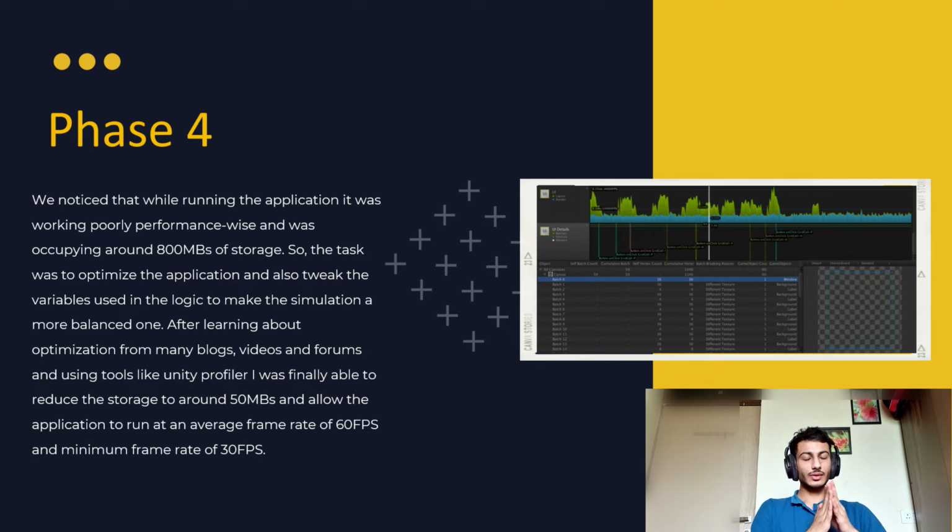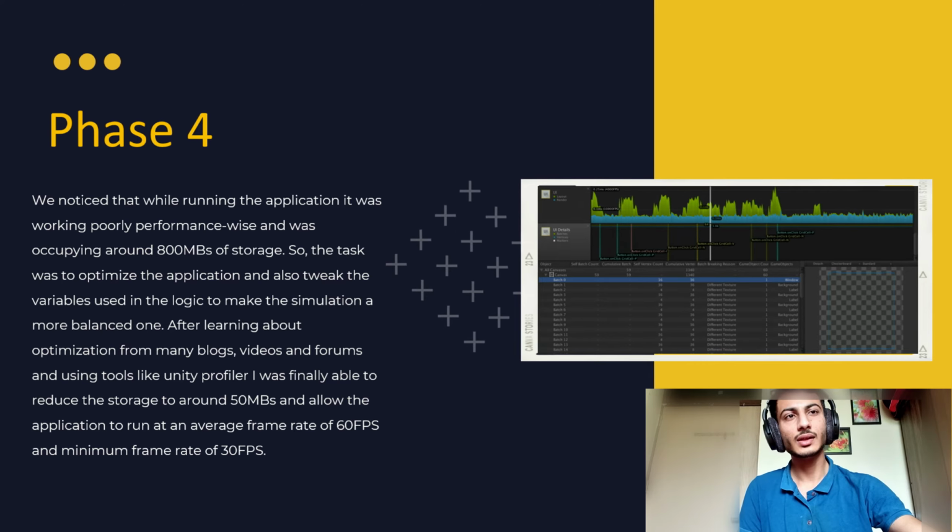So after learning about optimization techniques from the internet, and using the Unity profiler to find out the bottlenecks, I was able to optimize the game, with a regular average frame rate of 60 frames per second, and at the least it would touch 30 frames per second. Also, I was able to bring the storage down to around 50 MB by removing assets which are not required, and optimizing and compressing the images that we were using.